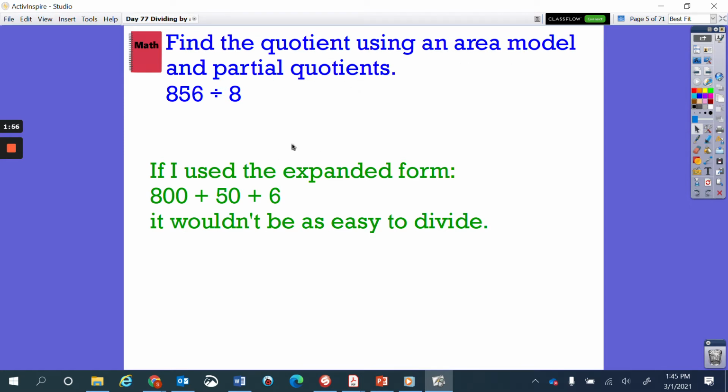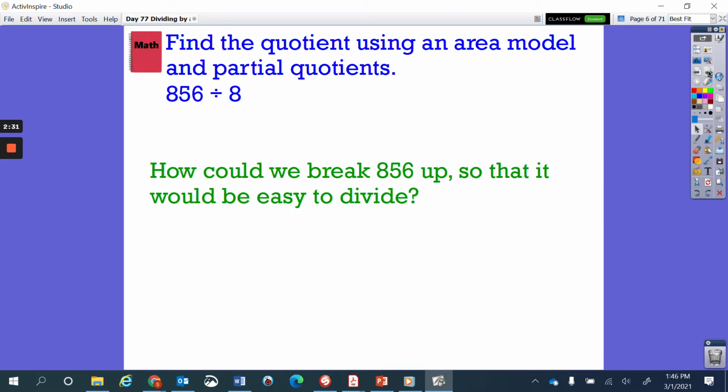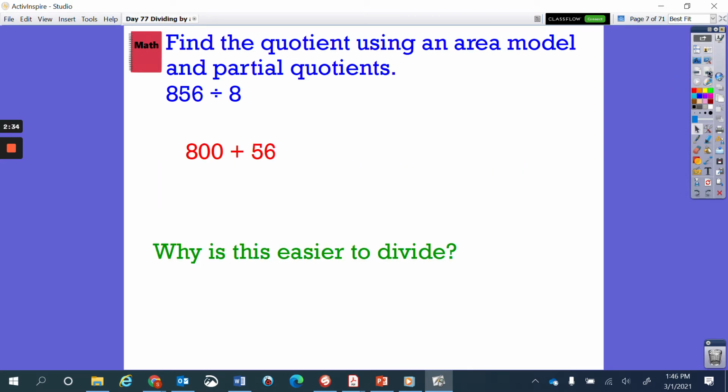In the past, we've done it by place value, 800, 50, and 6. But if I use that expanded form of the number, it wouldn't be as easy for me to divide. So instead, I want to think of 856 as a number that's easy to pull apart. So what pieces could I pull it apart into that are easy to divide by 8? Well, I know 800 is very easy to divide by 8. And after that, I'm left with 56. So 56 is a multiple of 8, so I know that I can just break it apart as 800 plus 56. That math is very easy for me to do.